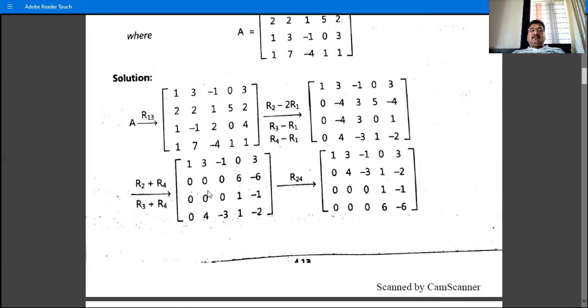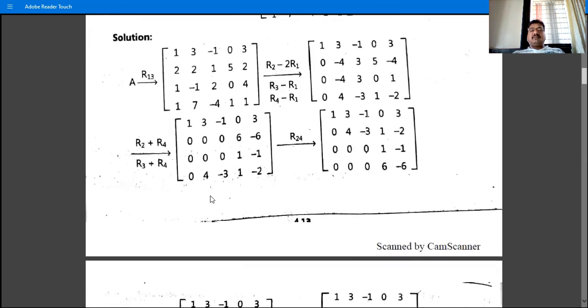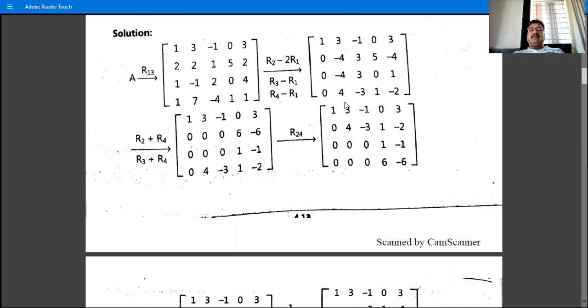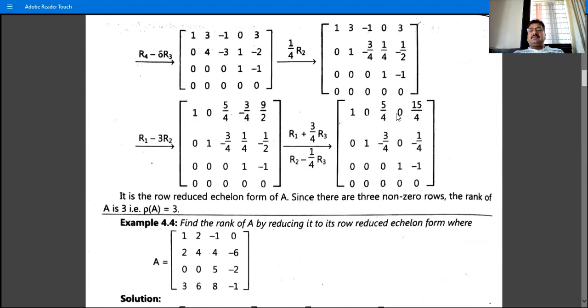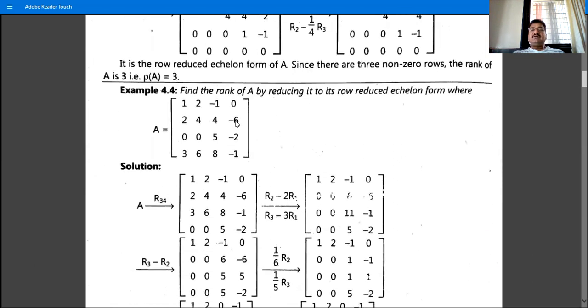Then after reducing, we have 0, 0, 0, and then we have to reduce this minus 4 to 1. So we can reduce this minus 4 to 1 by minus 1 by 4 R2, or directly apply this operation. So we have 0, and after all the transformations, we have this reduced row echelon form, and this matrix contains 3 non-zero rows, and so the rank of A is 3. Similarly, find the rank of this matrix.